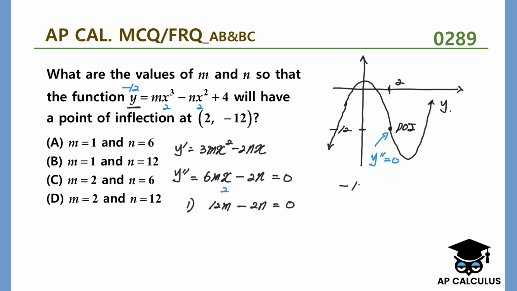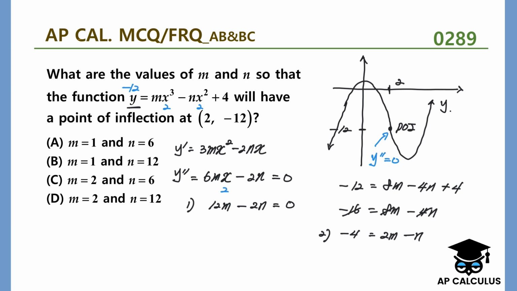So negative 12 is equal to m times 2 cubed, that's 8m, minus n times 2 squared, minus 4n, plus 4, right? So negative 16 is equal to 8m minus 4n. It's all divisible by 4, right? Divided by 4, negative 4, divided by 4, 2m, divided by 4 minus n. So we have the second equation. Negative 4 is equal to 2m minus n.